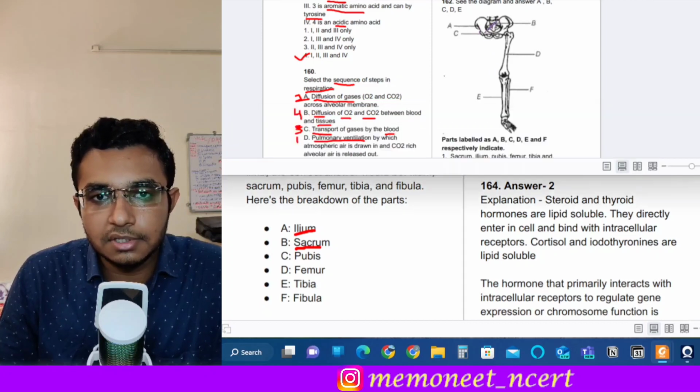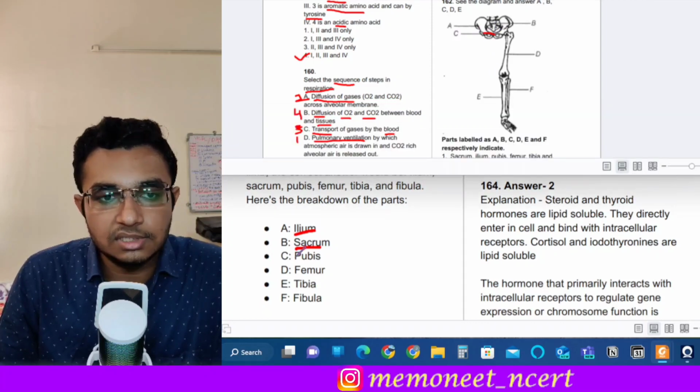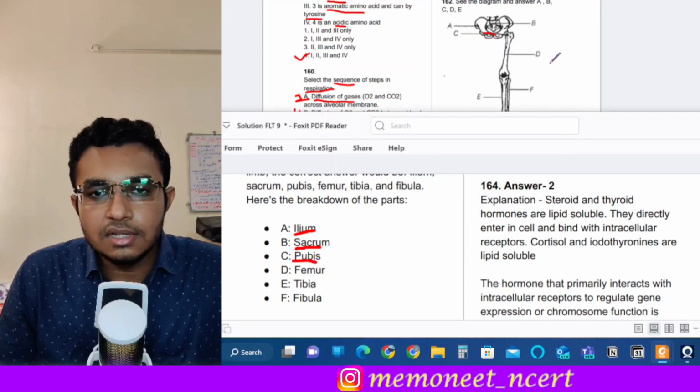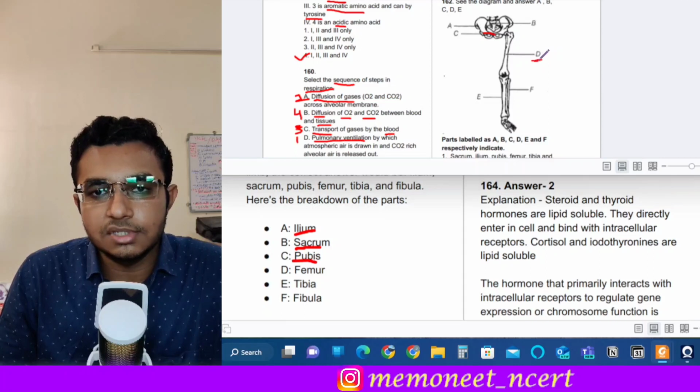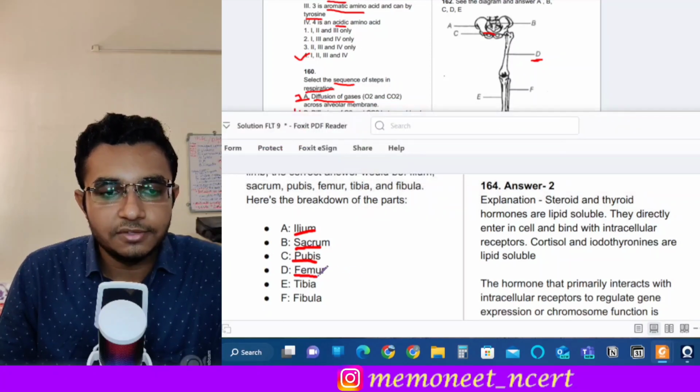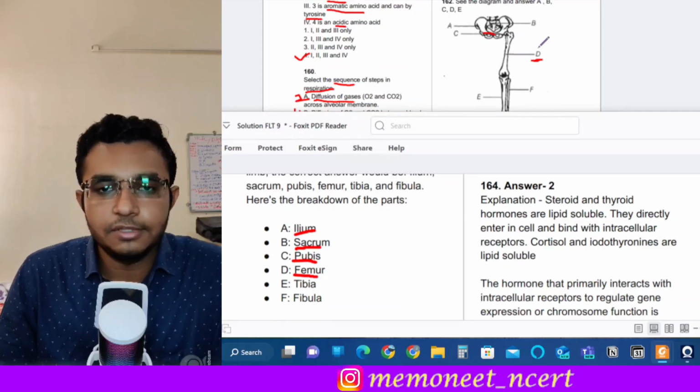This part over here is the pubis. So, C is representing pubis. And then D. So, D is representing the thigh bone, which is the longest bone in our body. And it is called what? It is the femur. So, D is representing the femur.